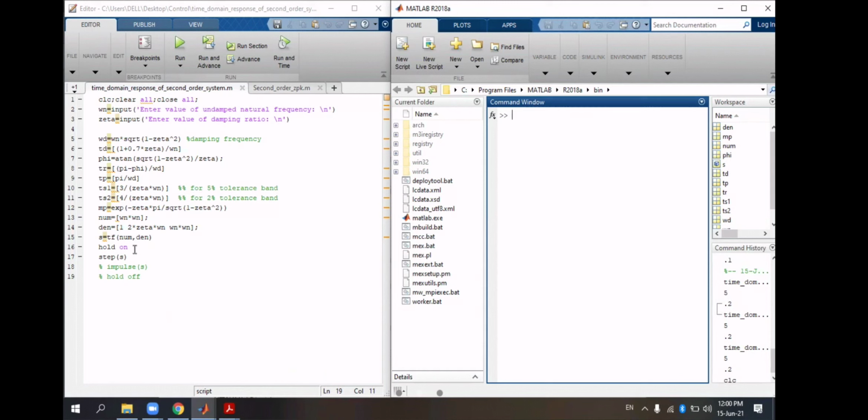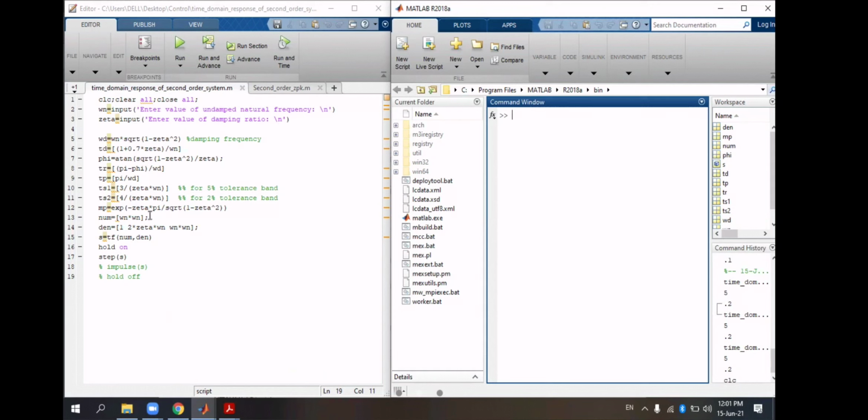Now we are going to calculate the time response specifications for step input. For that we have a command, step of s, where s is the transfer function that we have calculated. Step of s gives the output for step input. What is step response? The output for step input.